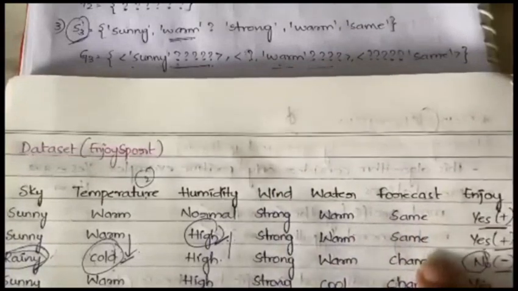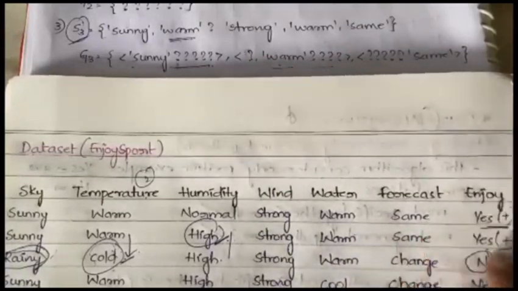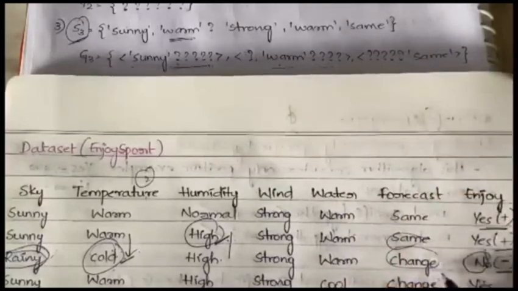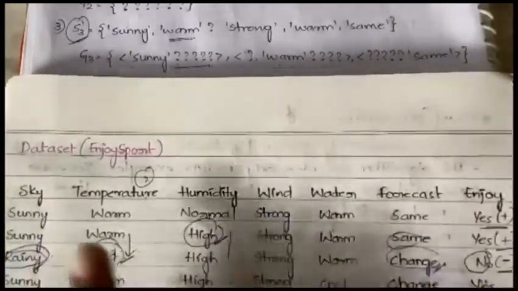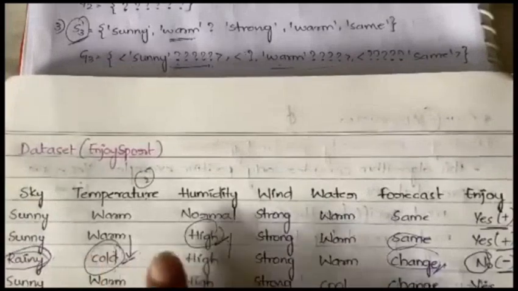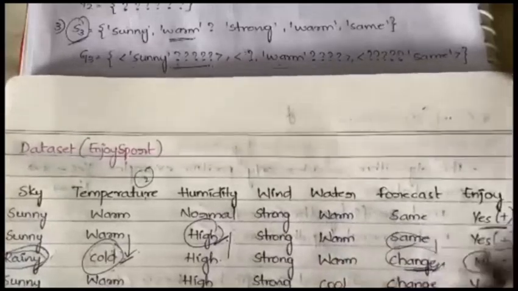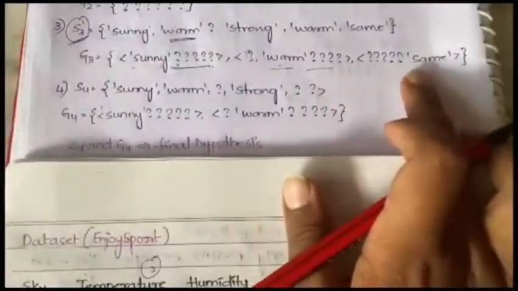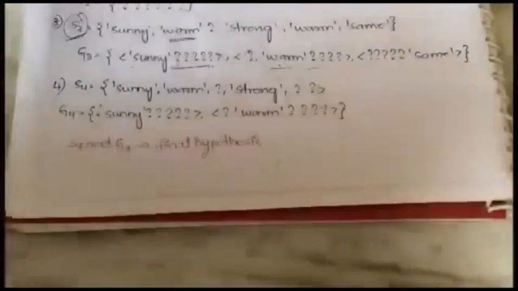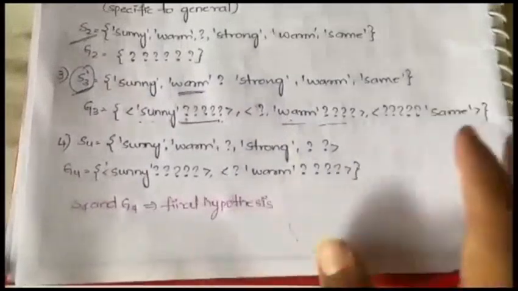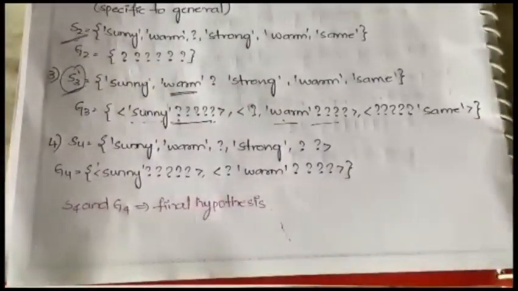We have six attributes. In S3, the first attribute is sunny, but there for sky, we have rainy. So, there is a change in the attribute. Whenever there is a change in an attribute, you write sunny in this position and keep all other five attributes as question mark. The second attribute in S3 is warm, but there is cold. Again, there is a change. So you write warm in the second position and keep all others as question mark.